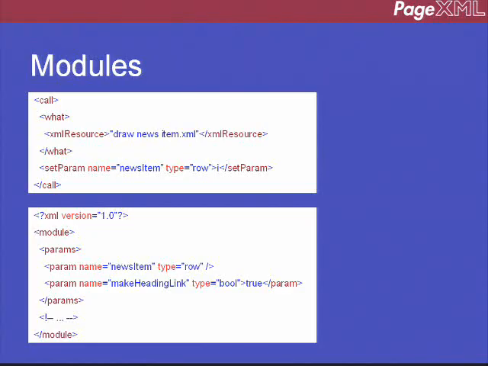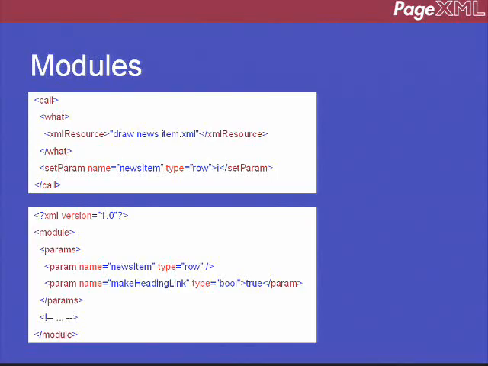news item. A module is different from a page in that the root element is module, and then instead of having URL it has params. You can see the parameters for this module are the news item, and an optional one to say make heading link, which is a bool. If that was true, then in the code here you would make the link to the news item. Question? Yeah, go ahead.